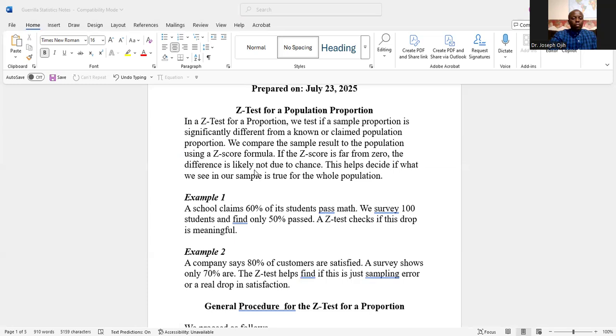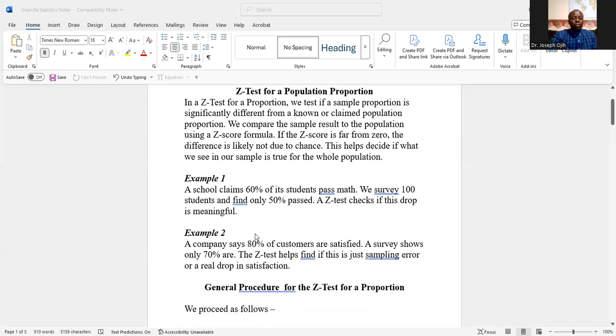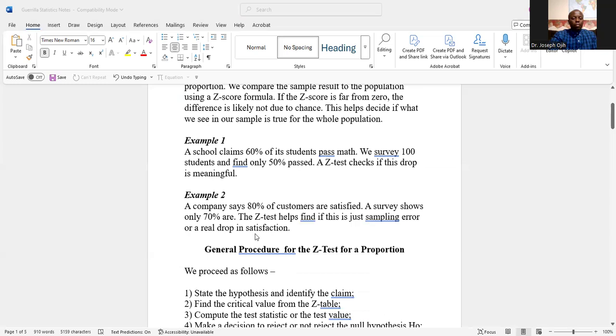Look at this example here. Say a school claims that 60% of its students pass maths. We survey 100 students and find only 50% passed. Now we can use this test for the proportion to check if this drop is meaningful. Now somebody can say, oh, it's already sure that 50% is less than 60%. So we already know that the claim is not correct. So why are we running the test?